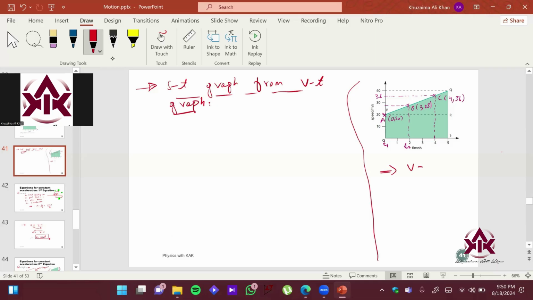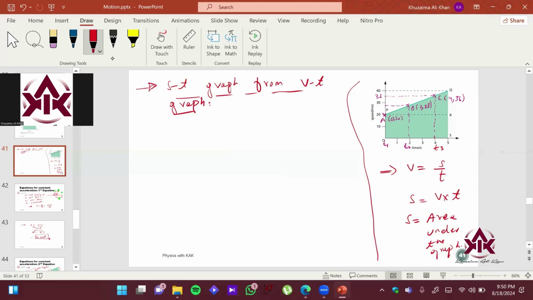speed, what is the formula of speed? It is distance upon time. If you want to find distance, that is going to be speed times time, right? So distance from the speed time graph is simply area under the curve, right? Area under the graph. ठीक है, मैं आपको पॉइंट्स दिए थे, मल्टीपल्स T1, T2, T3.